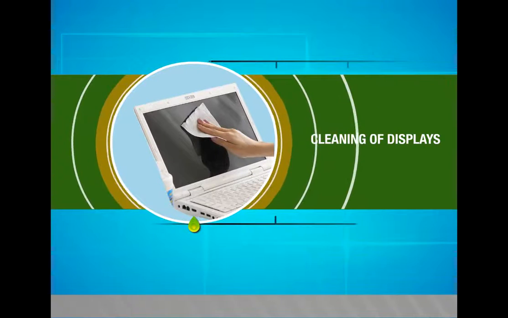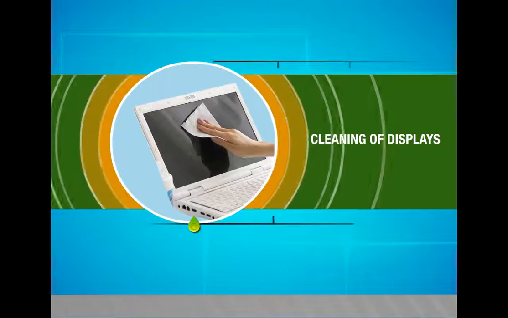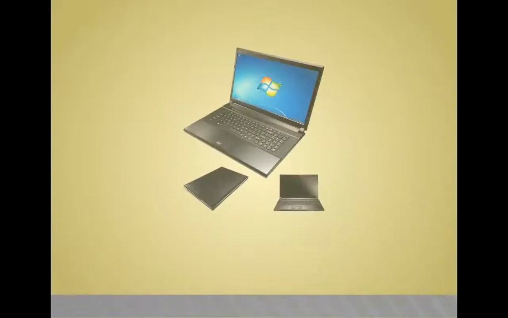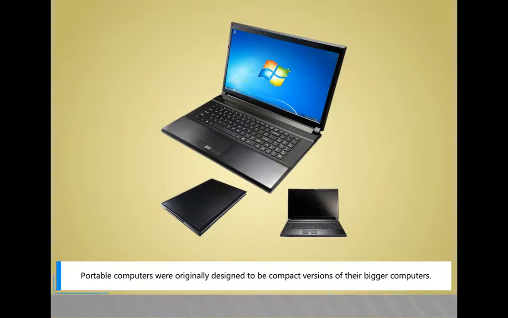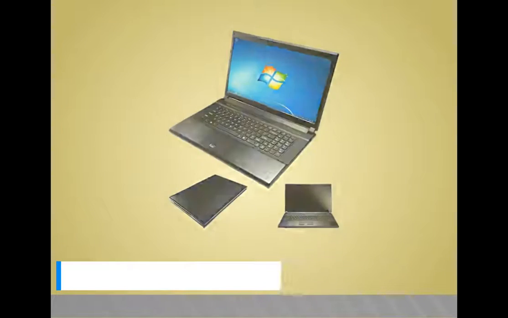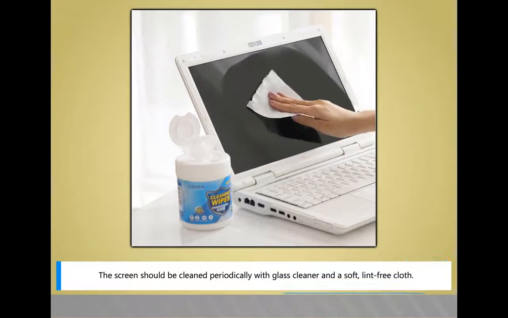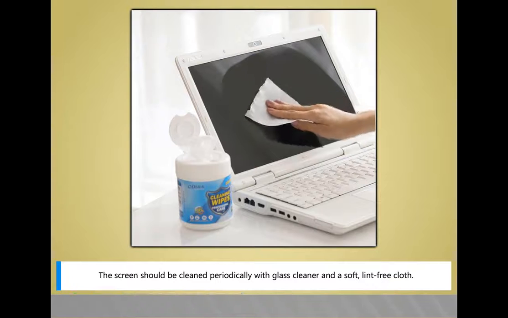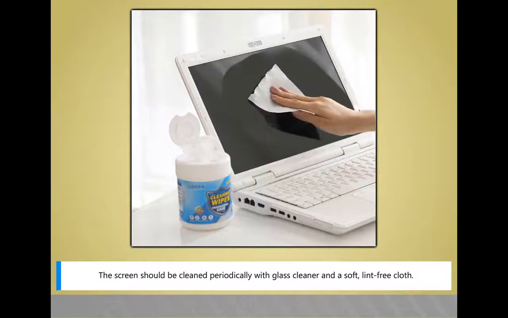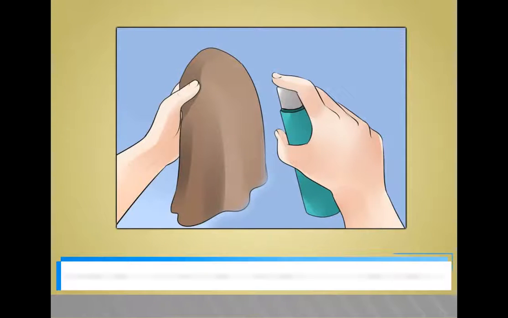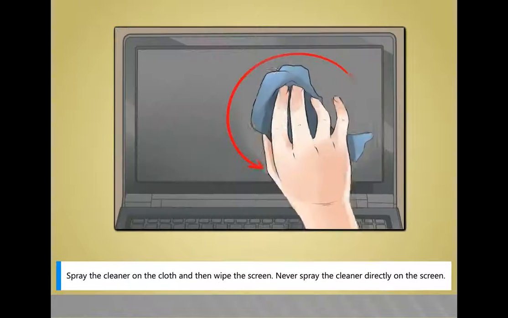Cleaning of displays. In this video, we are going to see about cleaning of displays. Portable computers were originally designed to be compact versions of their bigger computers. The life and usefulness of the portable's LCD panel can be extended through proper care and handling. The screen should be cleaned periodically with glass cleaner and a soft, lint-free cloth. Spray the cleaner on the cloth and then wipe the screen.